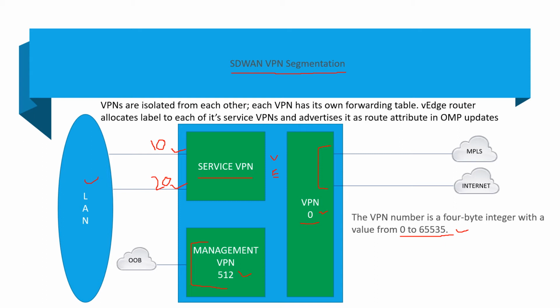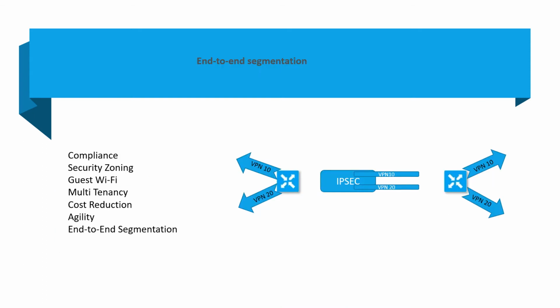These service VPNs, basically 10 and 20, cannot talk to each other, so they are going to maintain the isolation. On this side of transport, you can assume this is a shared infrastructure. Whenever the packet goes out, it will be tagged with these VPN numbers. And on the remote side, based on the VPN number, it is going to maintain its own routing table. We already discussed that SD-WAN equipments are going to provide you the isolation. So let's try to understand how this end-to-end segmentation works.